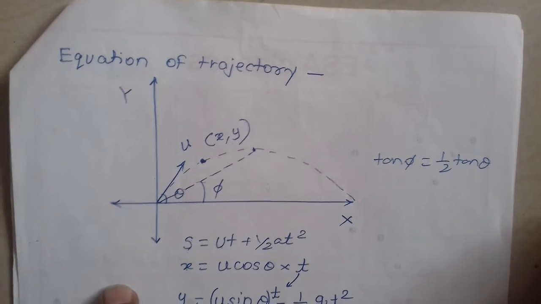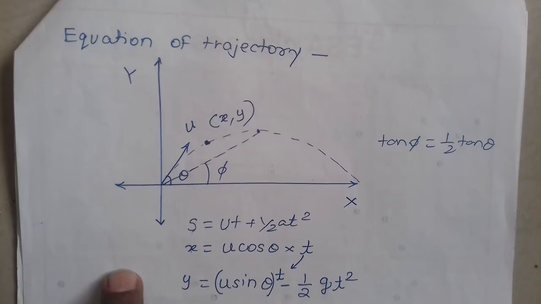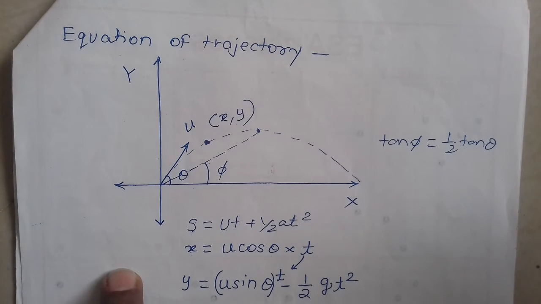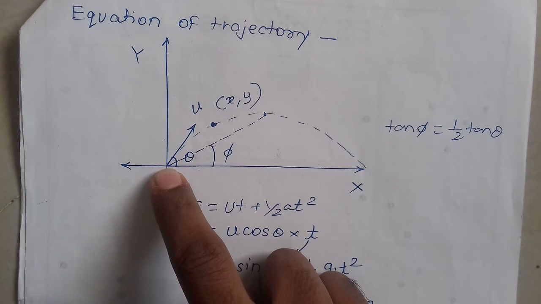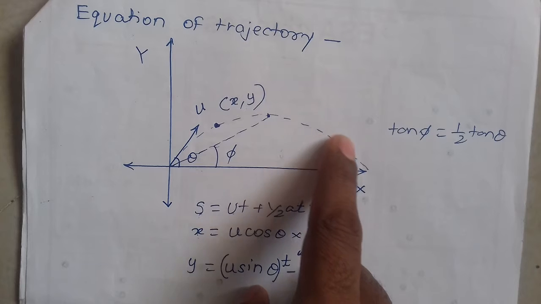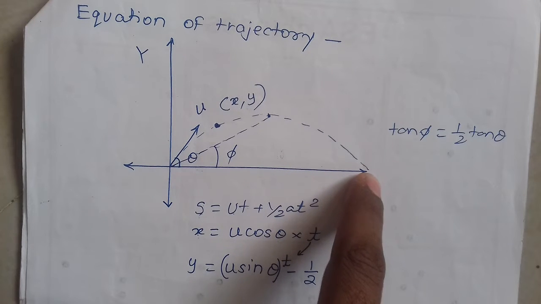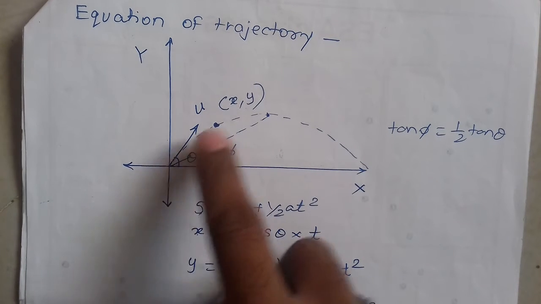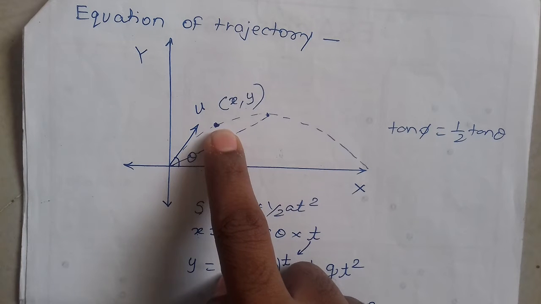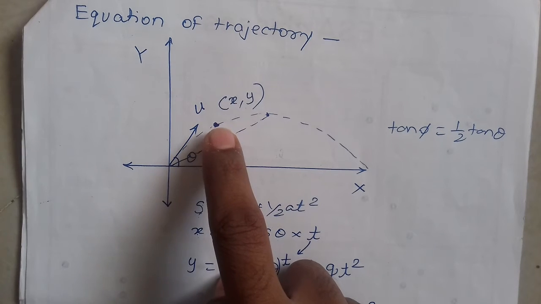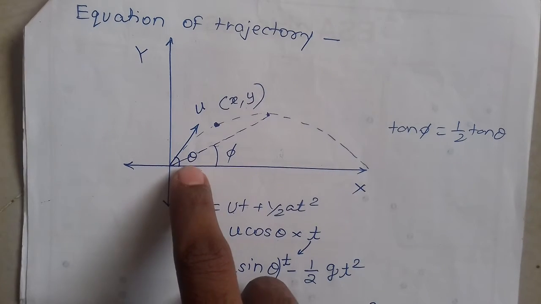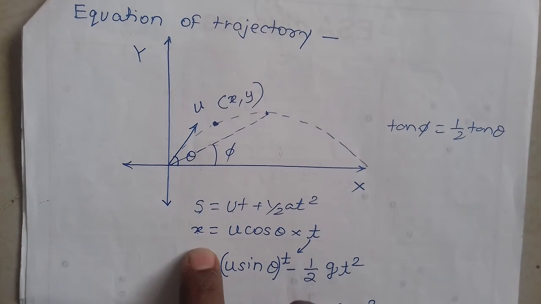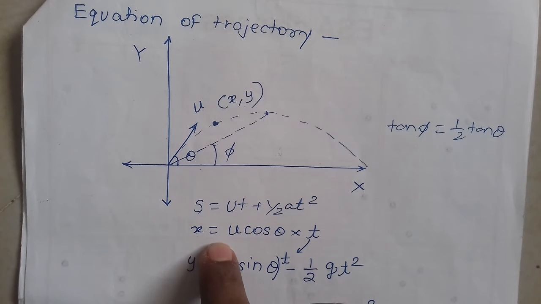Then equation of trajectory. Equation of trajectory is the relation between x and y. The projectile is projected from this point, then it follows this dotted line path and reaches this point. So the projectile comes from this point to this point after time t, and the coordinates of this point are x and y. The angle of projection initially is theta. Then we have to find the relation between x and y.